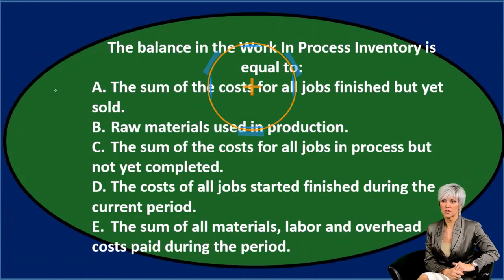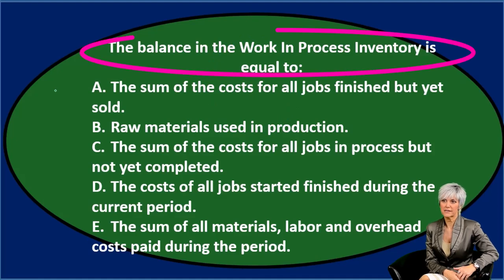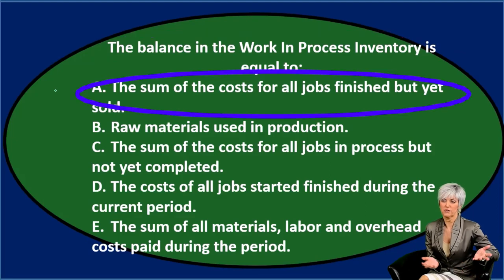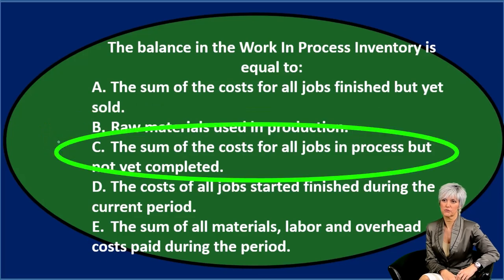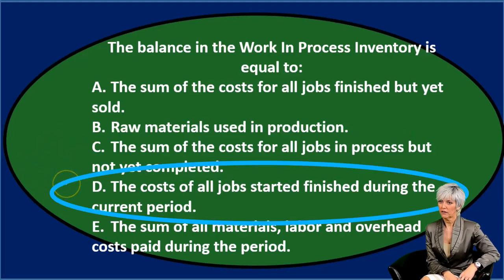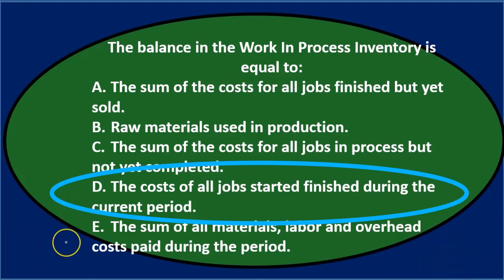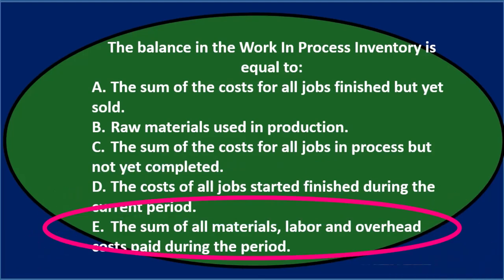Next question. The balance in the work in process inventory is equal to, once again, the balance in the work in process inventory is equal to A, the sum of the costs for all jobs finished but not yet sold. B, raw materials used in production. C, the sum of costs for all jobs in process but not yet completed. D, the costs of all jobs started and finished during the current period. E says the sum of all materials, labor, and overhead costs paid during the period.